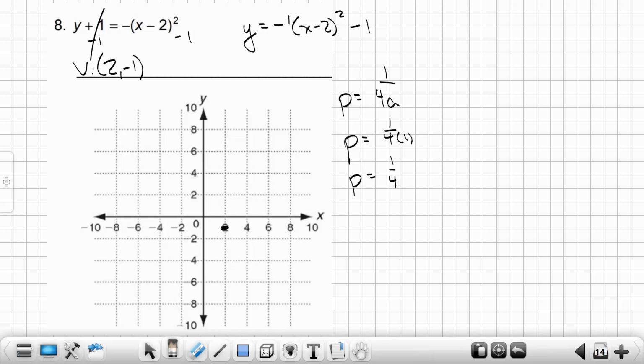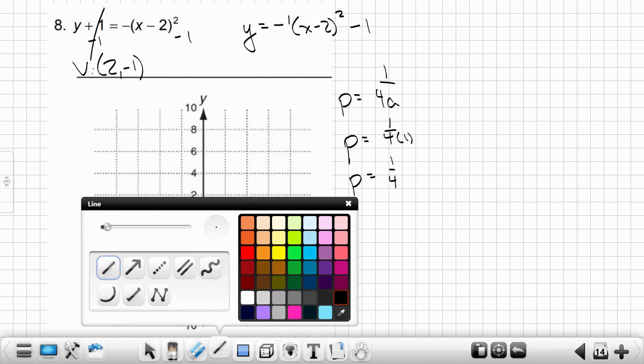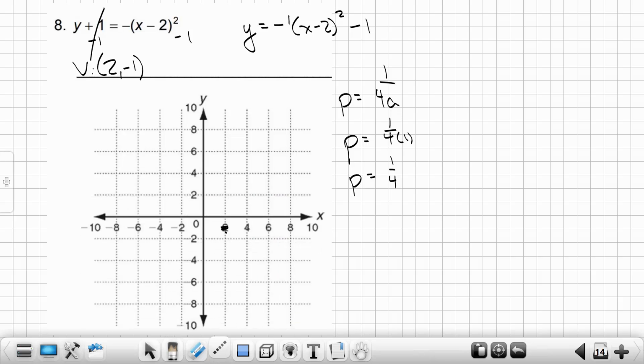Okay. 1/4. Now the problem is this thing's counting by 2s. From here to here is 2, which means halfway through is 1, which means halfway through is a half, which means halfway through is the quarter. So your focus is like, boop, right there. And your directrix is like, boop, right there. And this is going to be a skinny parabola.